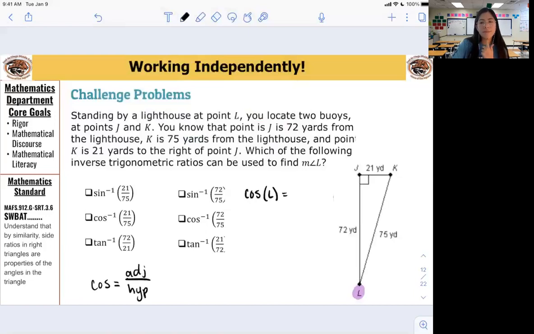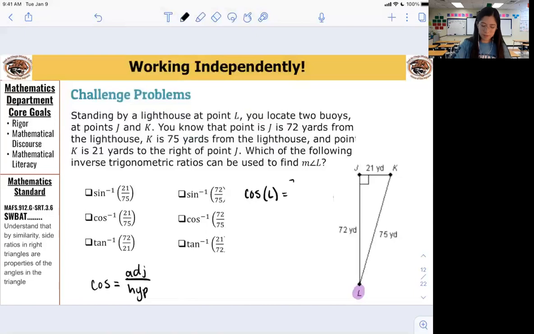Hold on, wait, I gotta look at my notes real quick. Okay, I can't find it, so I'm just gonna take a shot in the dark. 75 over 22. No, 22. I think I'm wrong. 72. Okay. Or it's the other way around. It's the other way around.